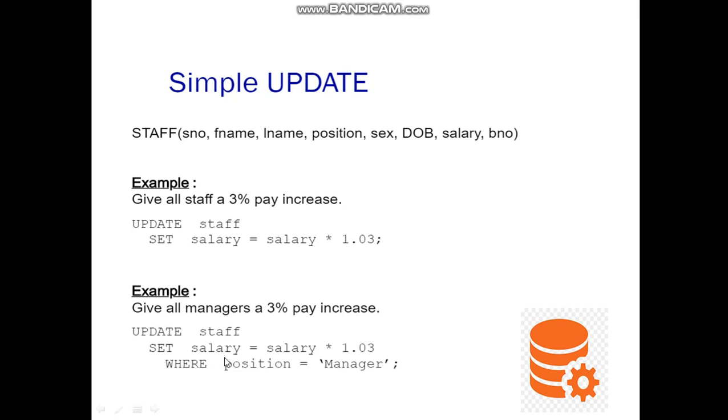Now, give all managers a 3% pay increase. Here the condition comes that only where the position is manager, only that person's salary should get increased. So here I have to write the where clause, correct? I will write update staff set salary equals to salary into 1.03 where position equals to manager. That means all the managers' salaries will get increased by 3%.